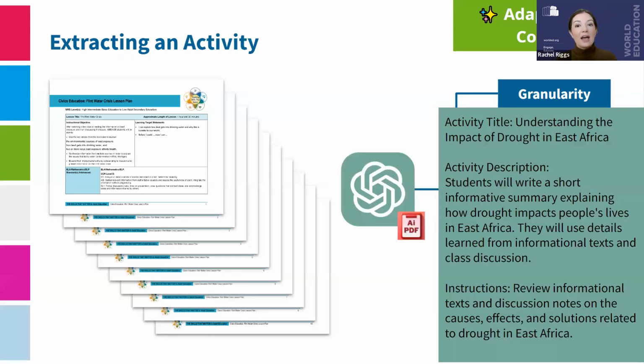And then if we look at the third area of granularity, I can ask ChatGPT with an extension, or a plugin, called AI PDF. I can, again, put the PDF into ChatGPT and ask it to extract a more granular activity from the lesson plan. And it will result, again, in a lot of text like this that is a great starting point for me.